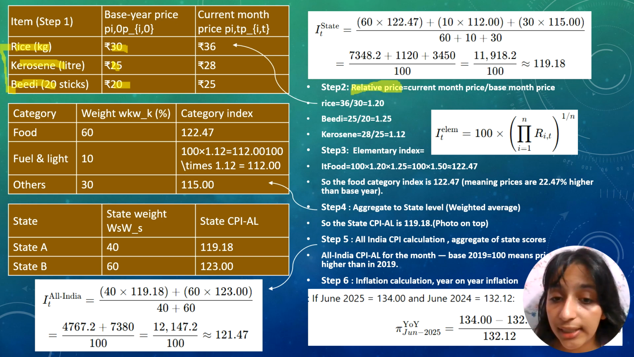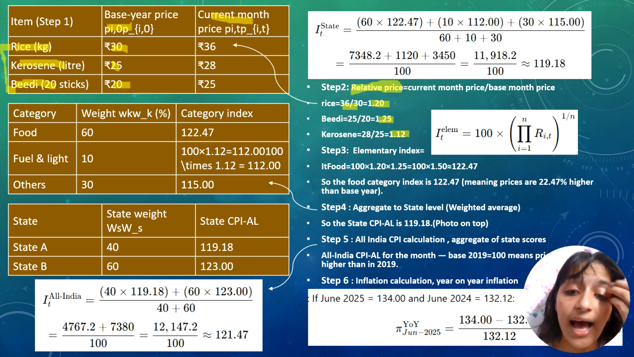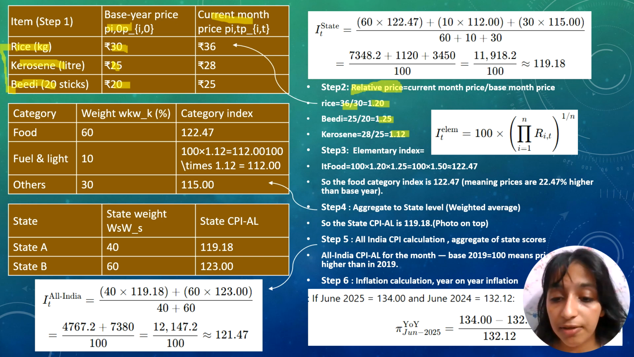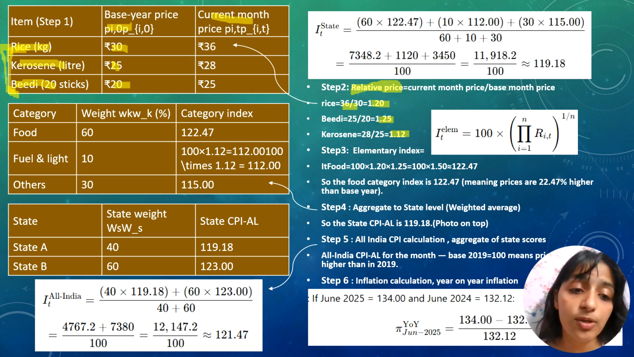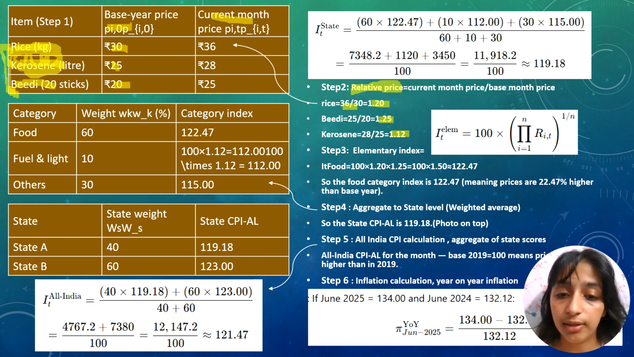How is it calculated? This value divided by this value. So for rice, it is 36 by 30, 1.20. For BD, 25 by 20, 1.25. For kerosene, 1.12. We have the elementary relative price, right? We will now put these individual factors into categories. For example, let us put rice and kerosene into the food category, right?